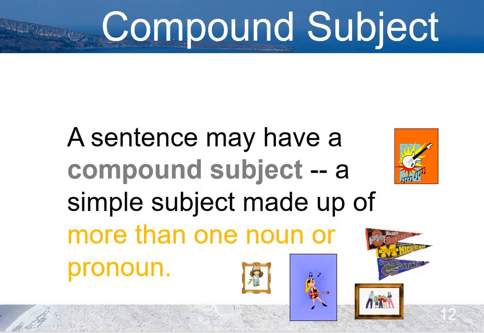Now, another step is compound subject. Just build up foundation in your mind. First of all, we discussed subject. Then we discussed simple subject. Now, third step is compound subject. Compound means combination of two or more things of the same type. A sentence may have a compound subject, a simple subject made up of more than one noun or pronoun.